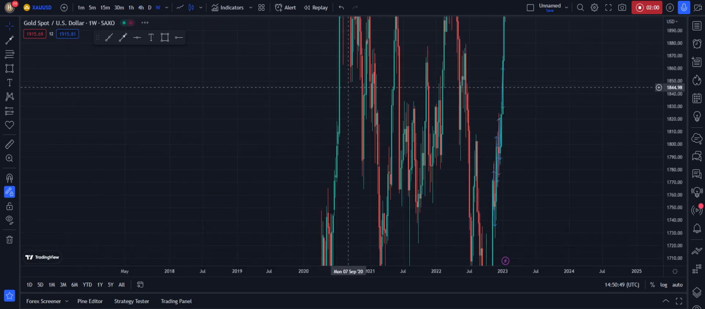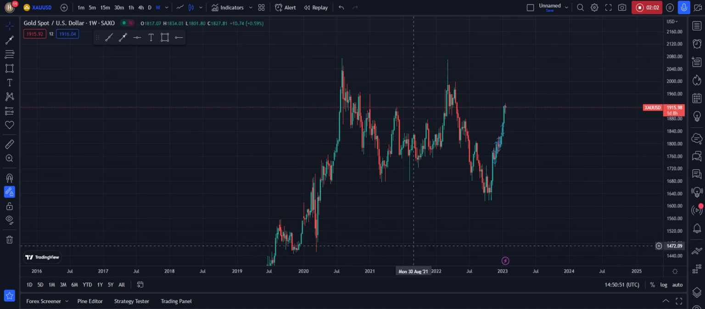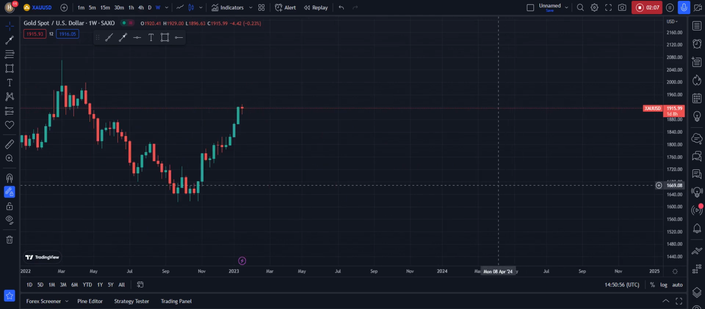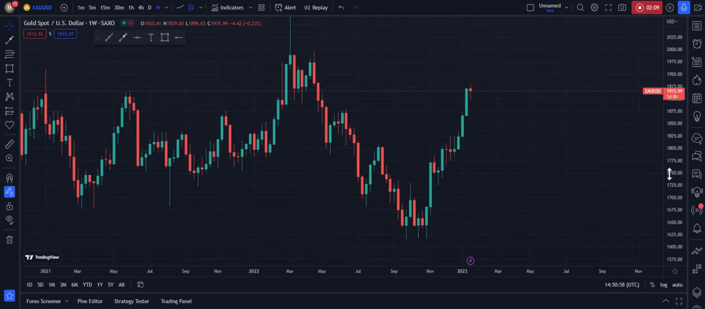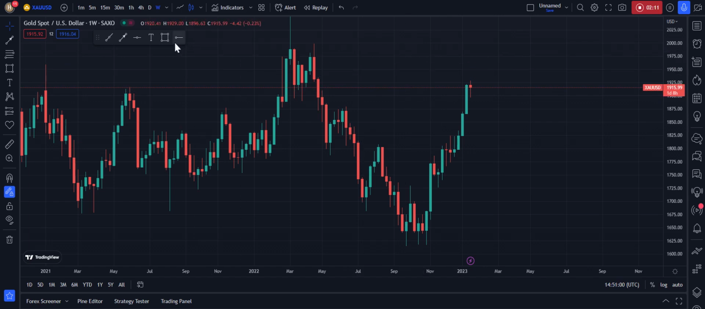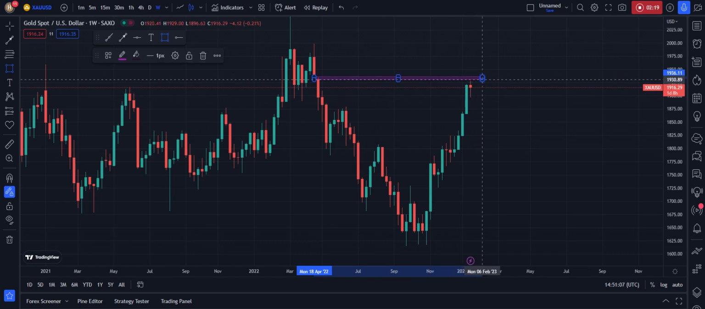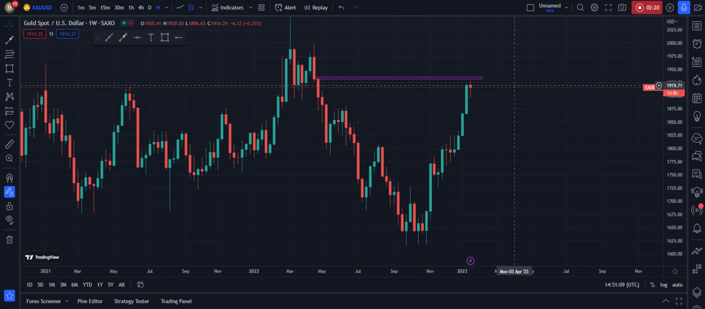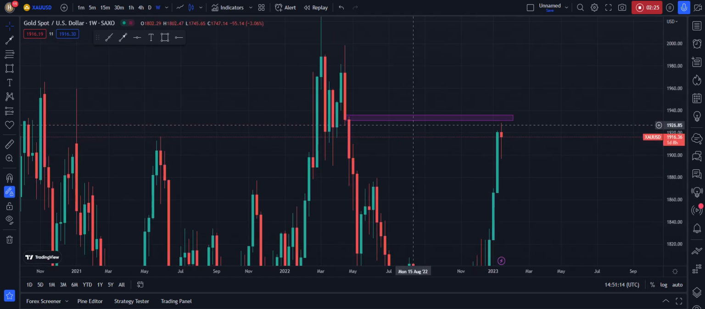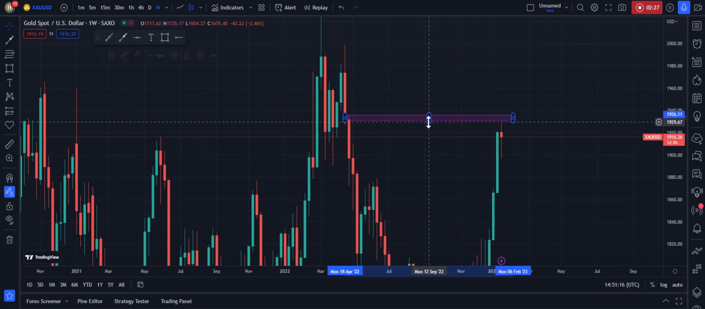Okay, then we go to weekly. I would delete all the drawings. So as you can see, I have thought about hidden base. Okay, for this hidden base, you can only use it for higher time frame, like daily, like weekly, because in hidden base there is a SNR at the lower time frame.